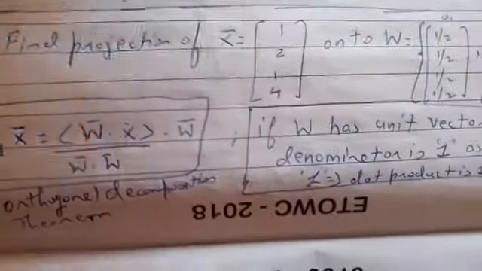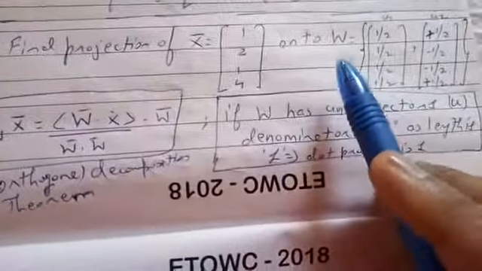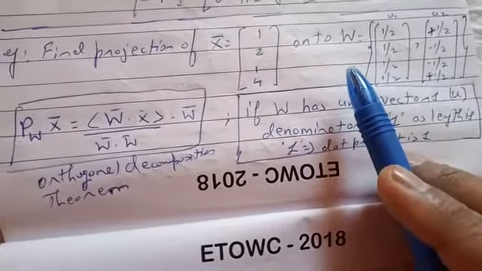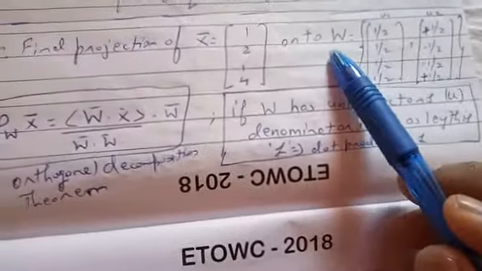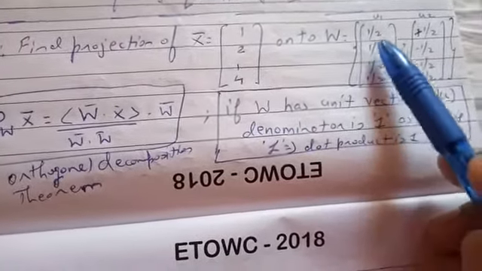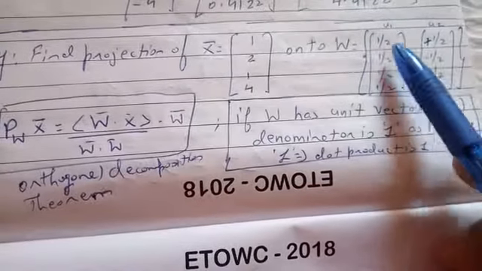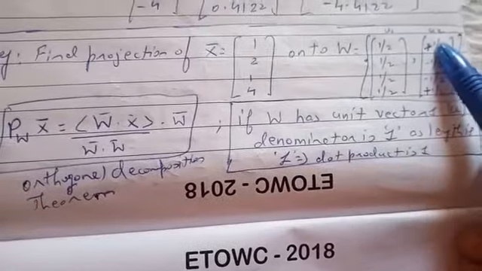In this video, I'm going to explain another example of finding the projection of some vector x bar onto a subspace W, but with a slight twist. So x bar is given to us as (1, 2, 1, 4), and the subspace W is given to us in the form of two basis vectors: (1/2, 1/2, 1/2, 1/2) as basis 1, and (1/2, -1/2, -1/2, 1/2) as basis 2.